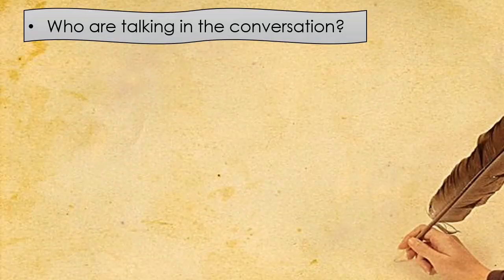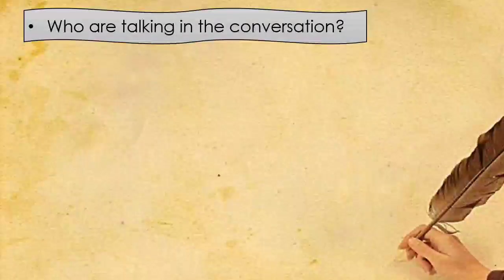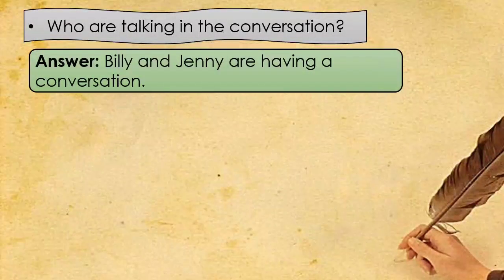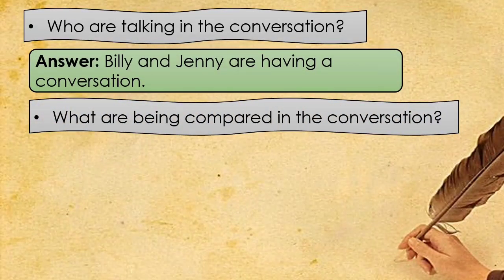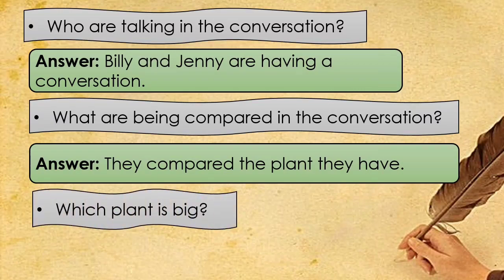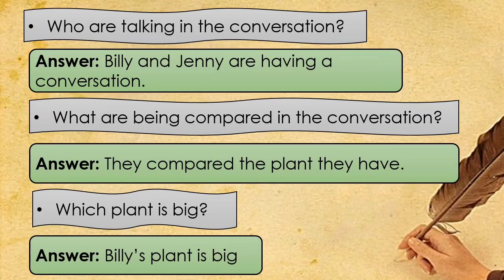Now let us answer these questions. Who are talking in the conversation? Correct! Billy and Jenny are having a conversation. Now the next question is, what are being compared in the conversation? Correct! They compared the plants they have. Now this one, which plant is big? Correct! Billy's plant is big.